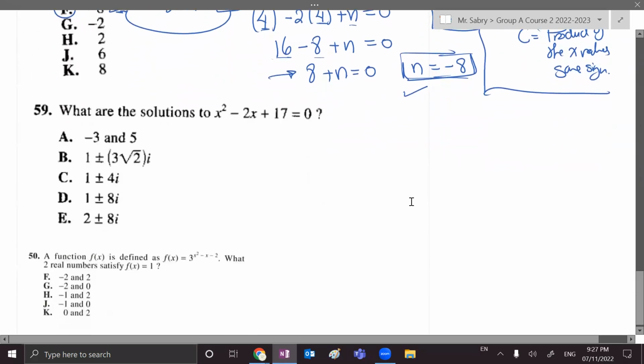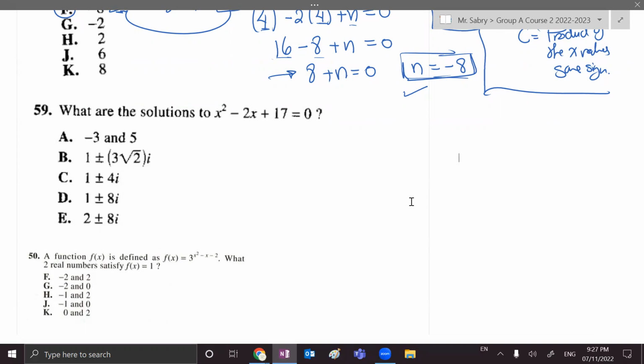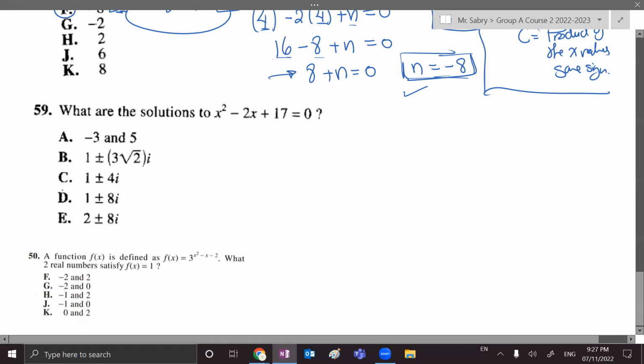Okay, 59. What happened in 59? What did you do? On the calculator, Mode 5 3. What did it get you? The answer is as it is right away: 1 plus 4i and 1 minus 4i. So as it is right away, there was no fuss.